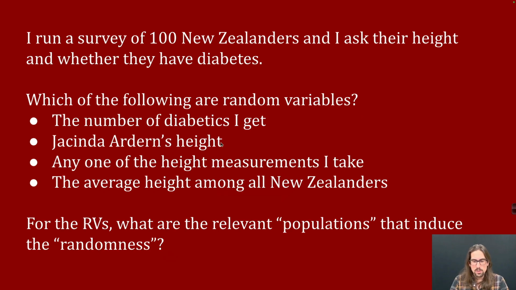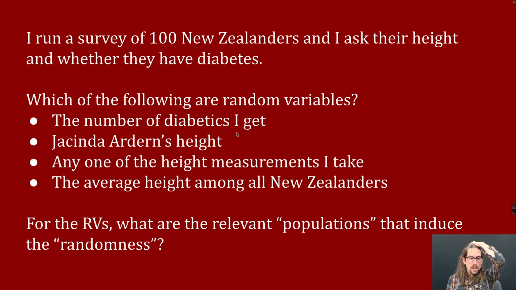Now let's compare that to Jacinda Ardern's height. This is a specific person who I know. She may not even appear in my sample, but since I already know who this person is, there's no randomness here. It's not like I'm drawing from some population and I could get this person or that person. I already know who this is, and I already know what her height is. So there's nothing random about this. This is just a fixed quantity. It is not a random variable.